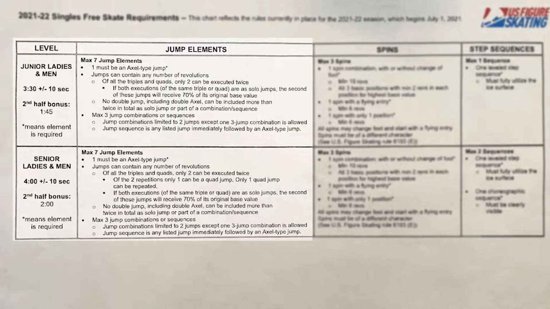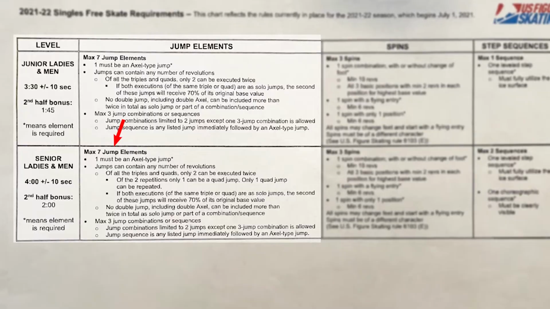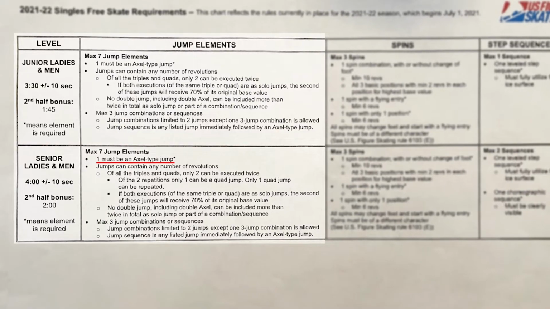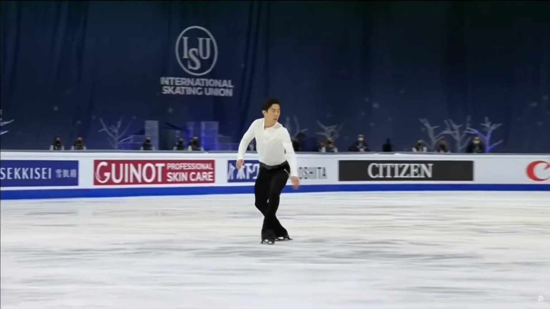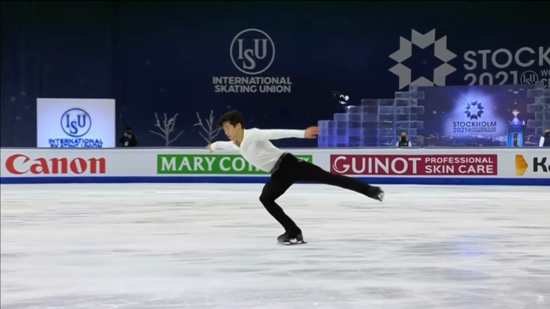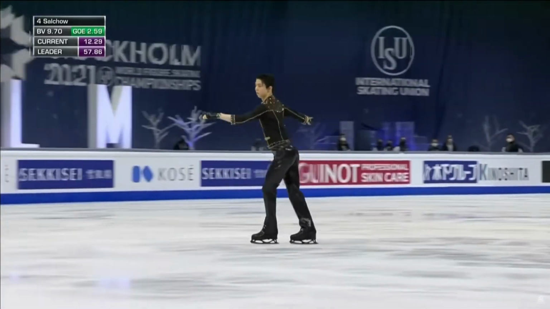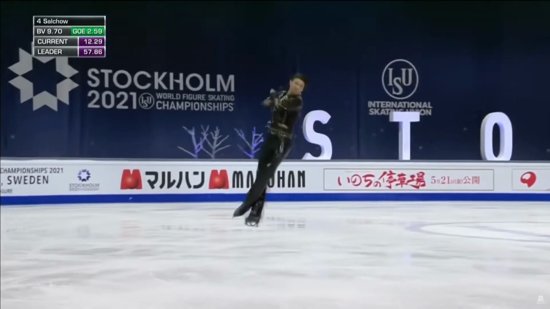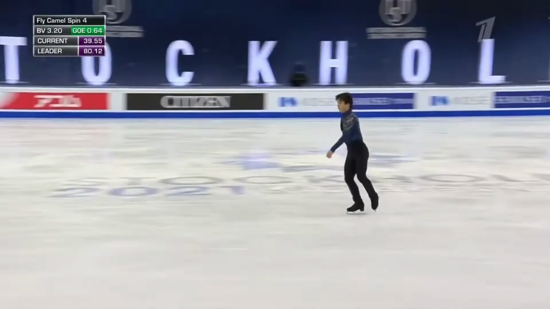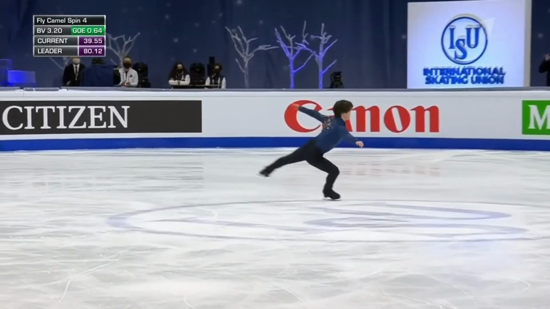So as we mentioned at the beginning, at senior level, which is what Olympic skaters are, they will be allowed to have a maximum of 7 jump elements, one of which has to be an axel type jump, meaning taking off forward. Jumps may contain any number of revolutions theoretically, but we're at the Olympics, so if a skater wants to have any chance of placing high, you should expect this triple or quads, which is 3 or 4 revolutions in the air. Out of these 7 jump elements, a maximum of 3 can be jump combinations or sequences.